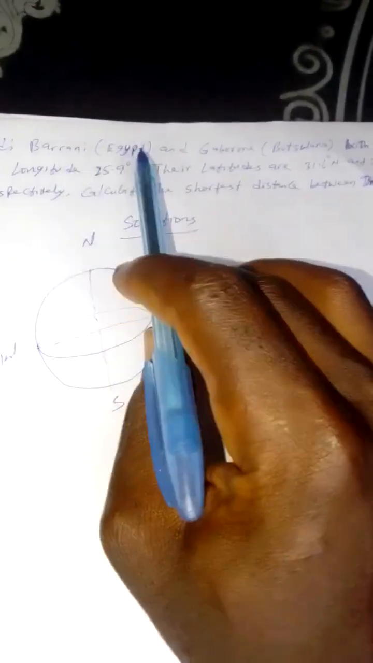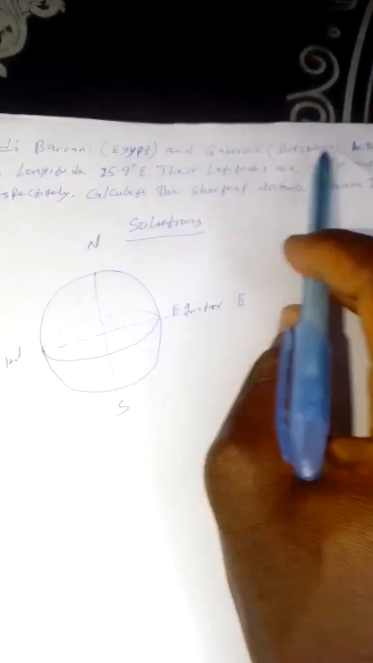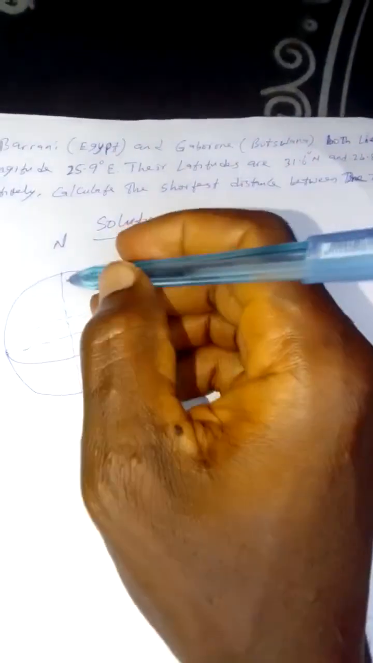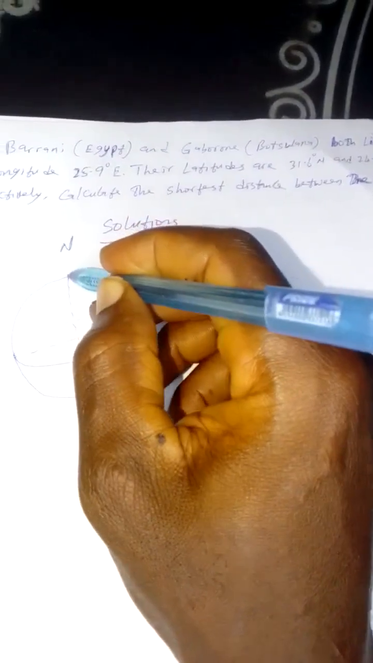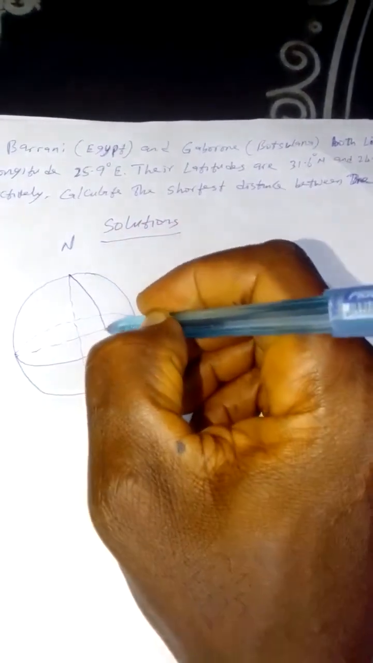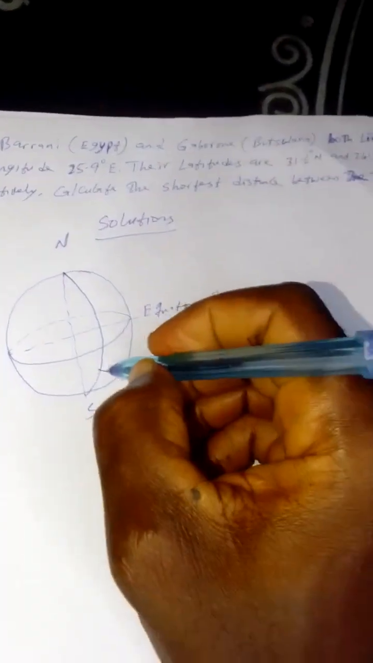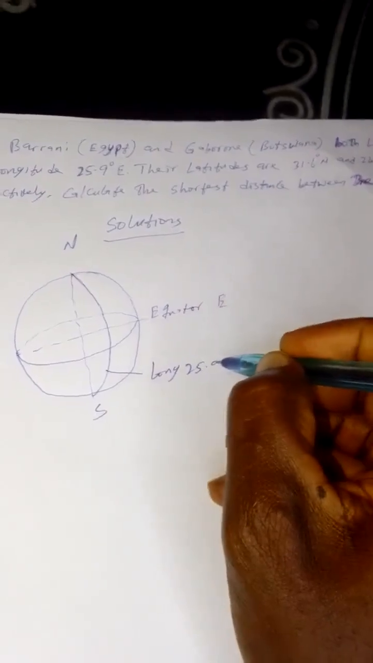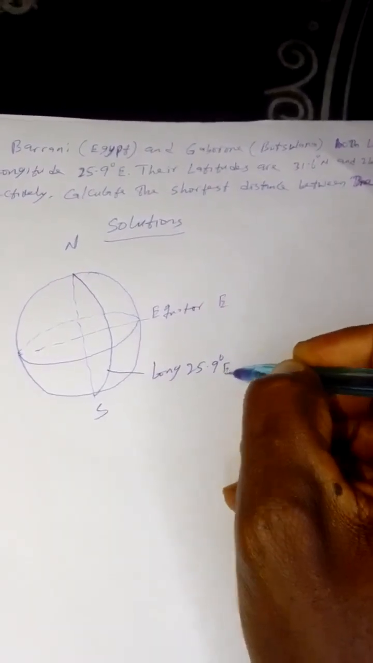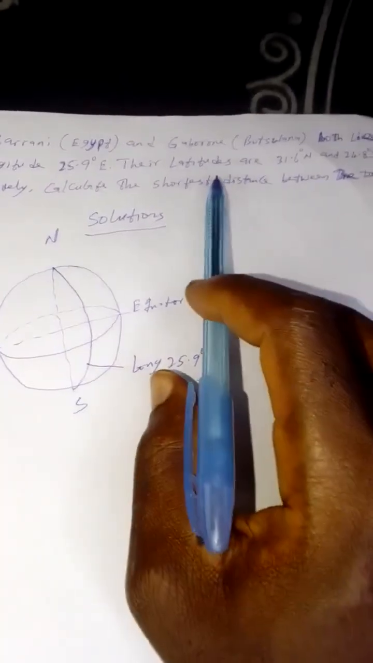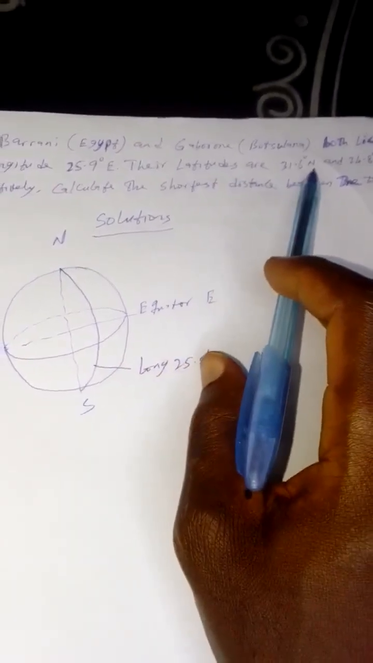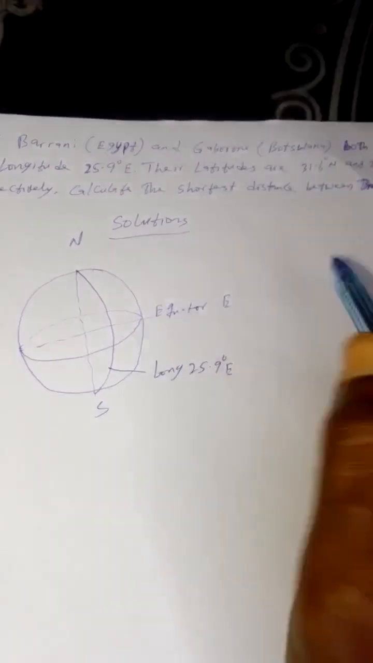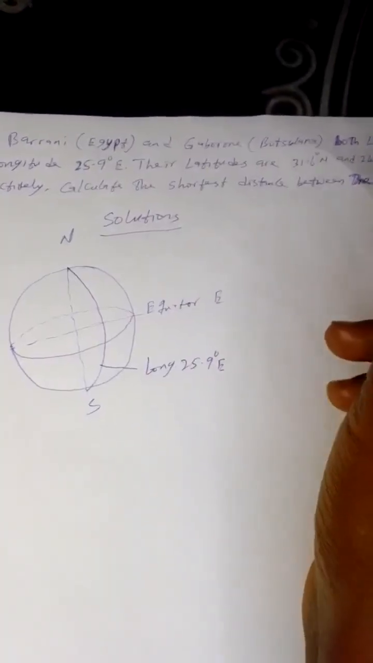So this is Egypt, which is Sidi Barrani, and Gaborone in Botswana. They both lie on longitude 25.9 degrees east. Their latitudes are 31.6 degrees north and 24.8 degrees south.